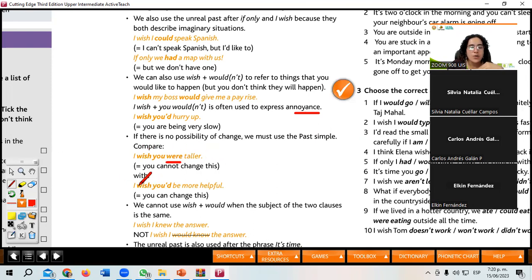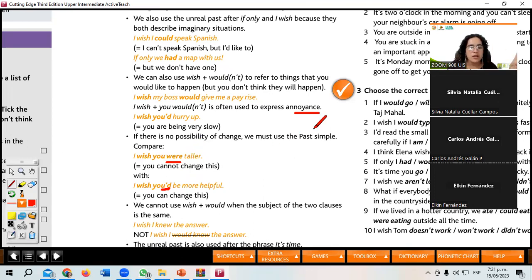In this one, I wish you would be more helpful. En esta sí hay posibilidad de cambio. Yo, ojalá tú fueras más proactivo, ¿sí? Como más helpful. Útil, fueras más interesado. So this you can change, this you cannot, ¿ok?